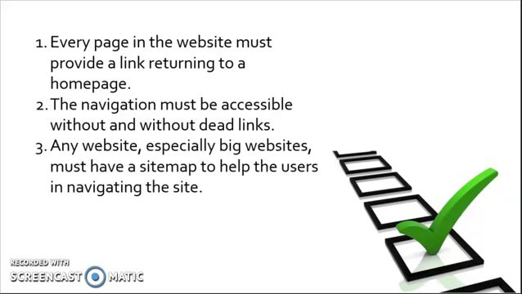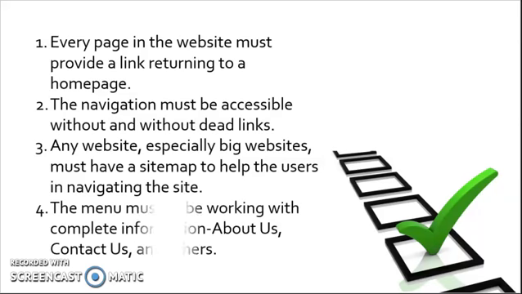Okay, so next, any website, especially big websites, must have a sitemap to help the users in navigating the site. The sitemap is the table of contents of a website. The sitemap presents the users with an alternative method of navigating the site based on the site menu or topics. Now, the menu must all be working with complete information, like About Us, Contact Us, and others.